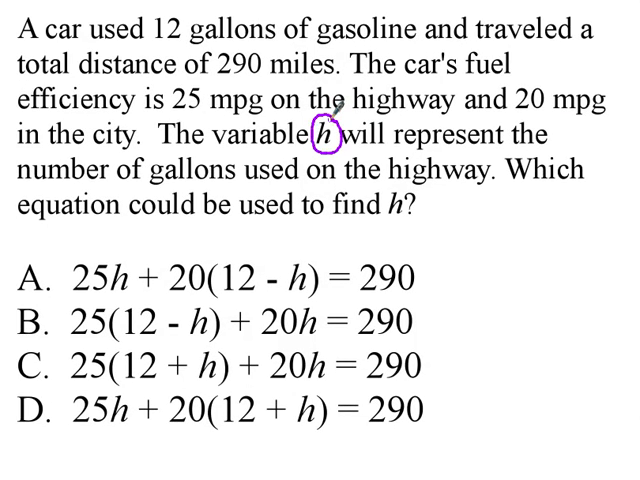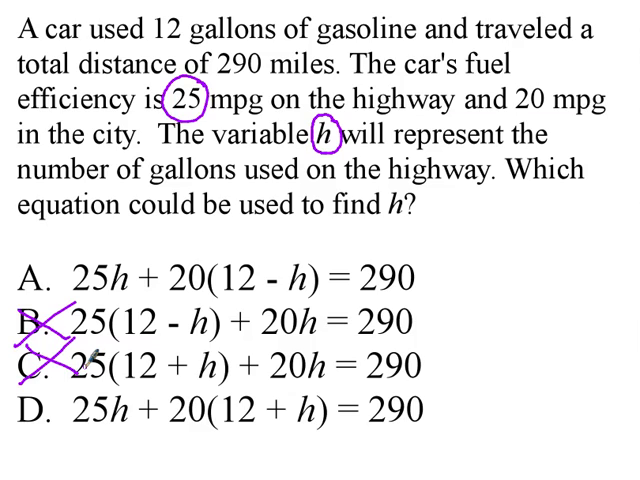So what does H go with? What miles per gallon? 25. So all the way around, if I look there, B and C are out because 25 needs to go with H. So now I have two additional choices. Notice what this says, which equation could be used to find H. So now I've got to decide, is it A or D?